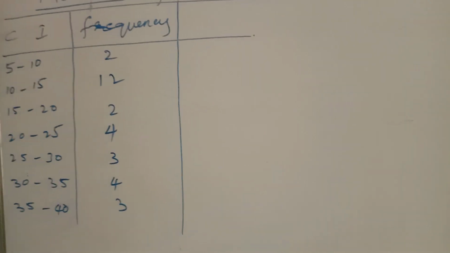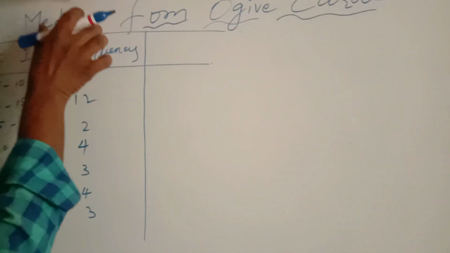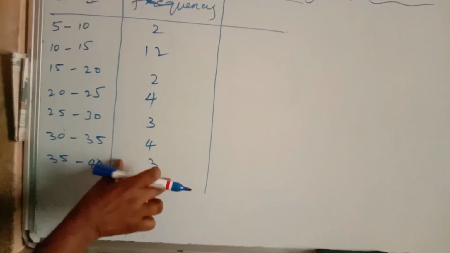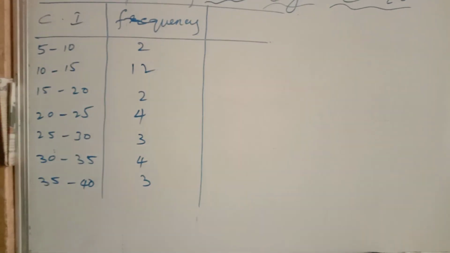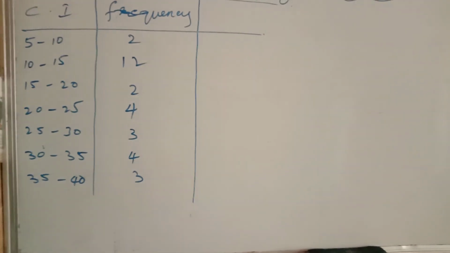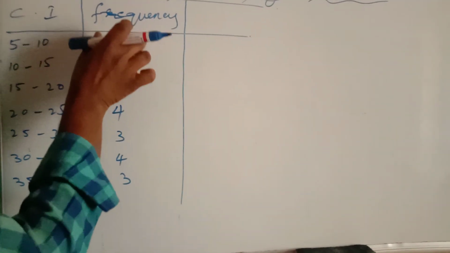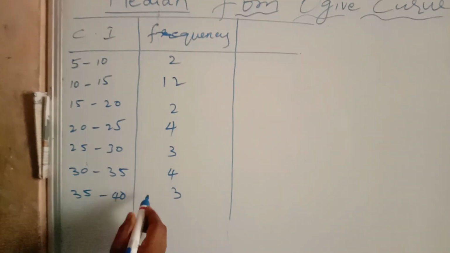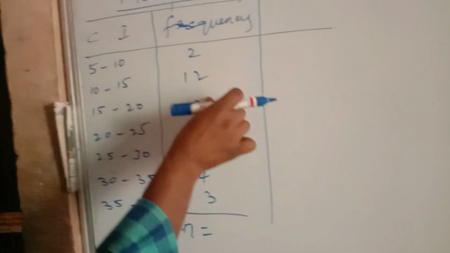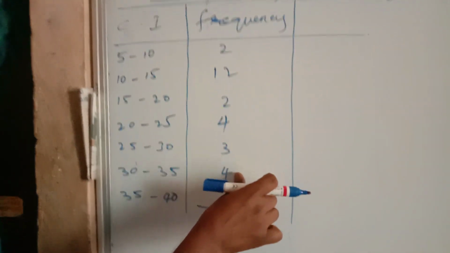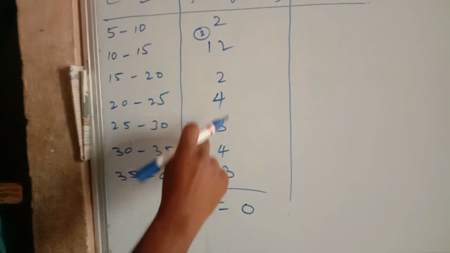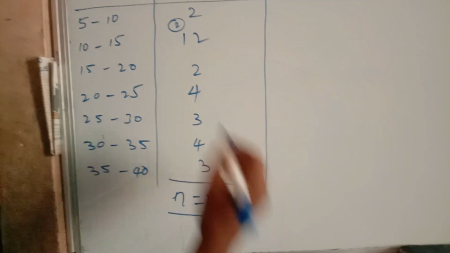Whenever you are finding the median, see whether the second column frequency values are in order or jumbled. If you observe clearly, the frequency values are jumbled. So therefore, n is equal to 2 plus 2 is 4, 4 plus 2 is 6, 6 plus 4 is 10, 13, 17, 20, 2 carrying 2 plus 1 is 3, 3. So n is equal to 30.